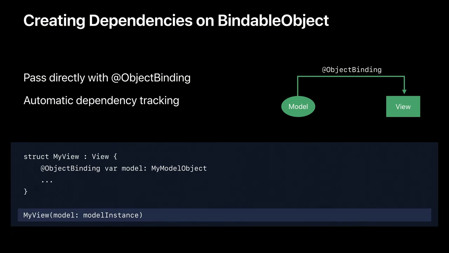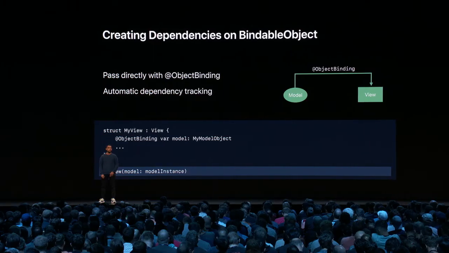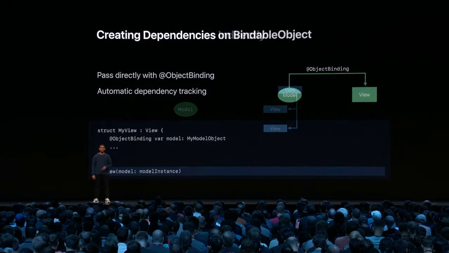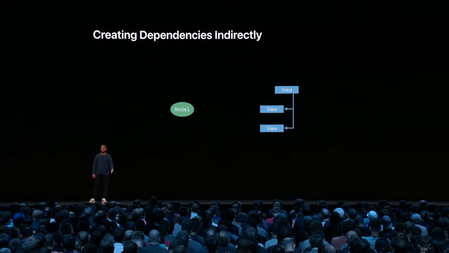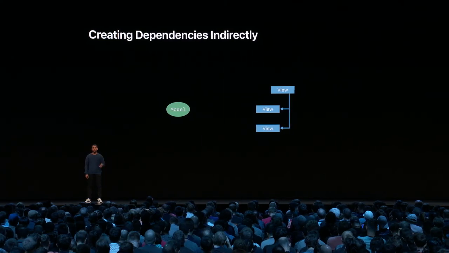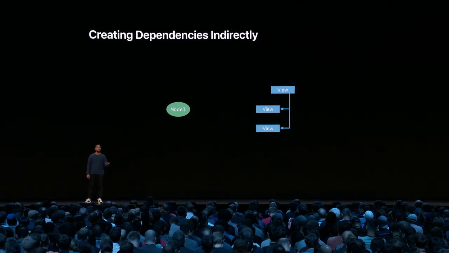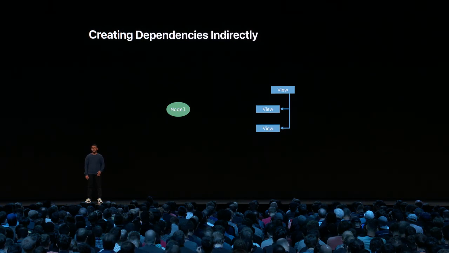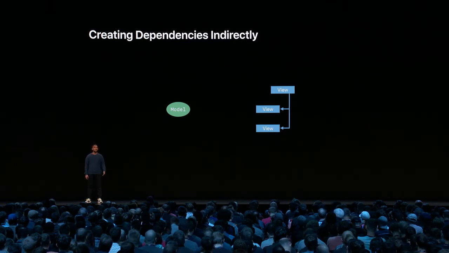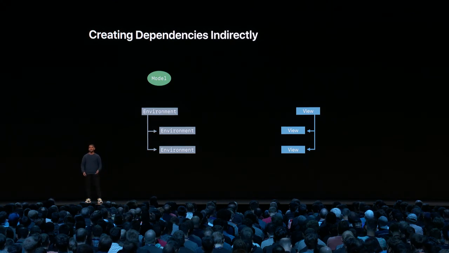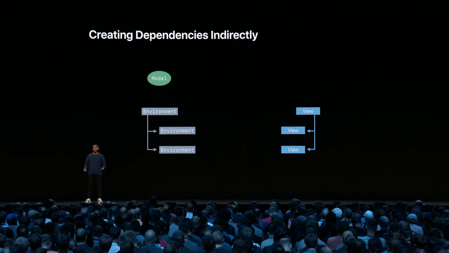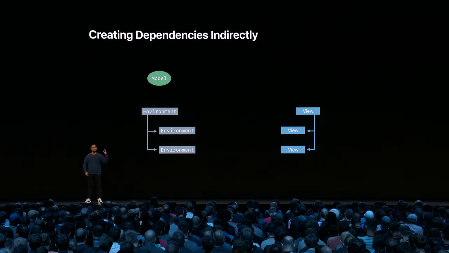But we actually have another tool for creating these dependencies as well. You can create indirect dependencies. So I've brought back a similar diagram to the one that you just saw, but this time our view has gained some children. Next, I want to bring in the environment. If you've watched the SwiftUI Essentials talk, you know that the environment is a really great encapsulation for pushing data down through your view hierarchy. And using the environment object modifier, we can actually write our bindable object into the environment.